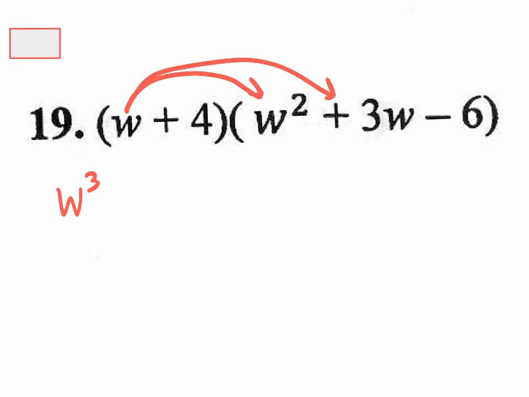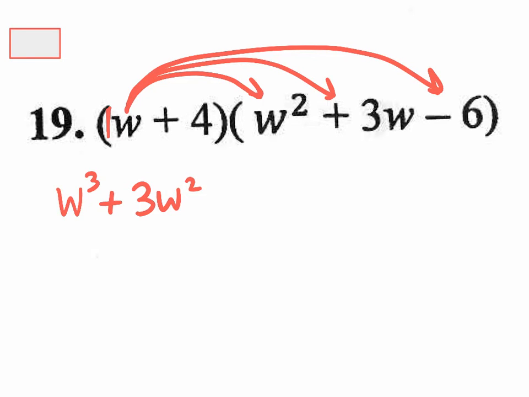W times 3w. 3w squared. Positive 3w squared. Yeah, don't forget that, it's really a 1w times 3w. That becomes 3 times 1 is 3, and w times w is w squared. Last but not least, w times negative 6. Negative 6w. We're all going to ace this test next week, right?